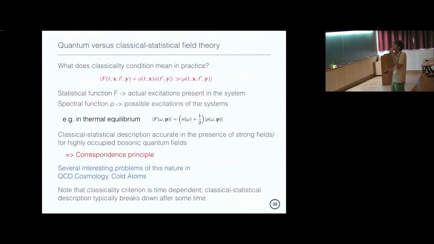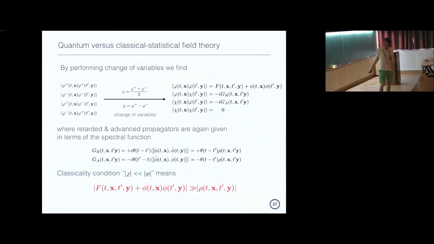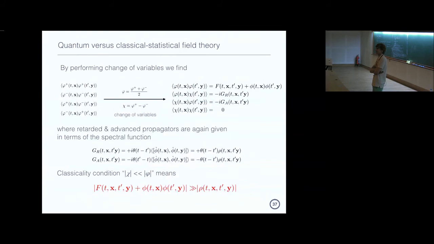So what does this mean in practice? Well, I should have asked you the question. Flip back. So what does this mean now? Anyone? Let's start the other way. What does the spectral function describe?